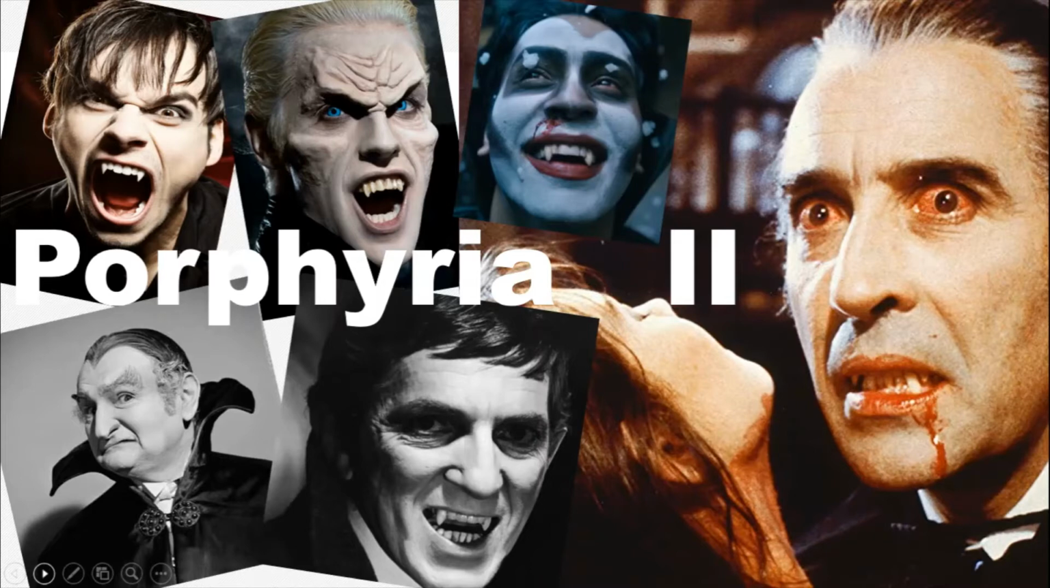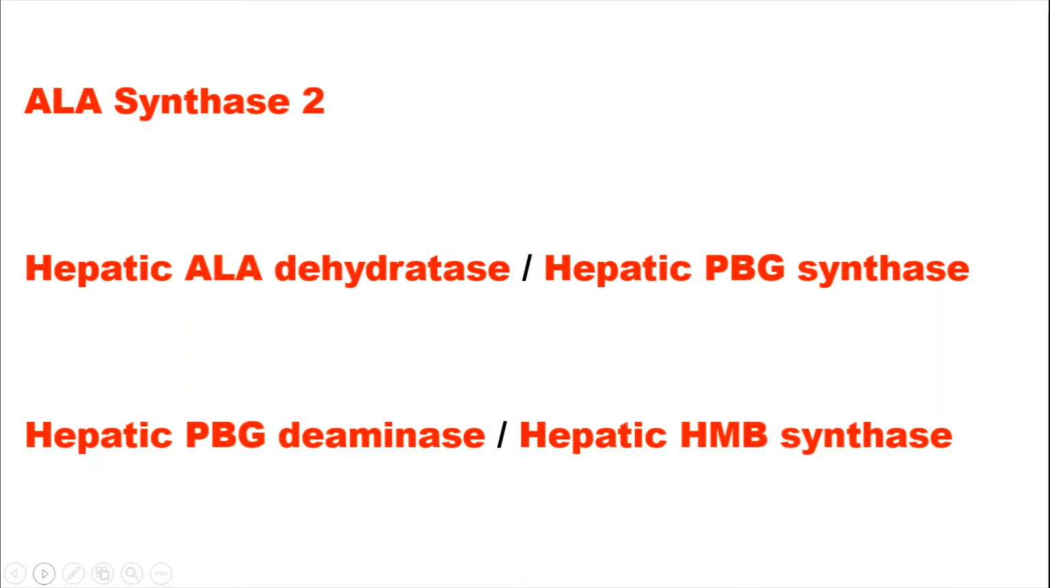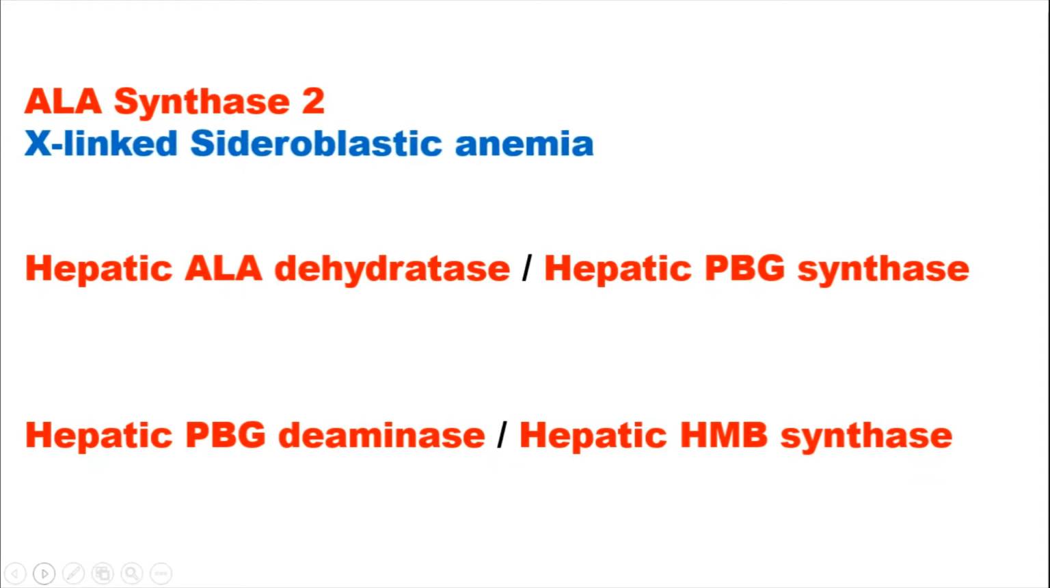In the first part, we had discussed some diseases related with heme synthesis, that is called porphyria. One disease was due to ALA synthase 2 deficiency, another is due to hepatic ALA dehydratase or hepatic PBG synthase deficiency, and another is due to hepatic PBG deaminase or hepatic HMB synthase deficiency. Accordingly, when ALA synthase 2 is deficient or defective, it is known as X-linked sideroblastic anemia.